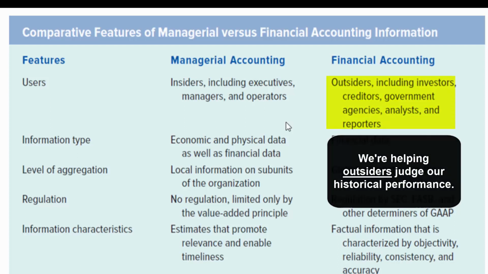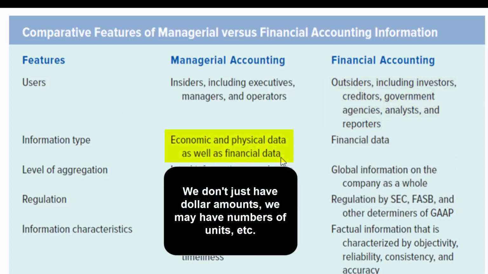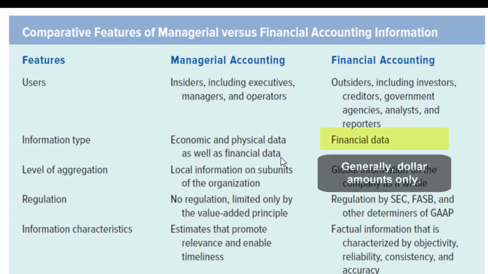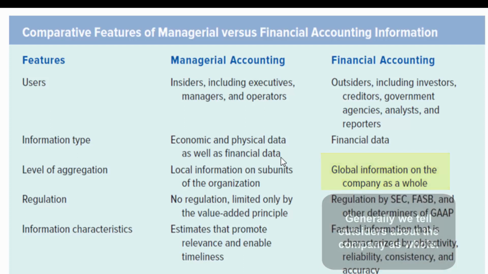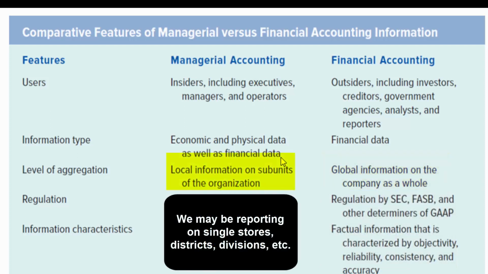The information that's in our reports for managerial accounting not only includes financial data, but it might also include physical data, like how many units are located at which particular stores or warehouses. The level of aggregation simply means what are we looking at? So when we send stuff out in financial accounting, we're sending it to outsiders and we're telling them about the company as a whole. Whereas internally, we'll have information about individual stores, individual outlets, individual distribution centers.